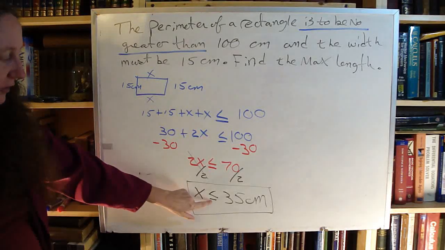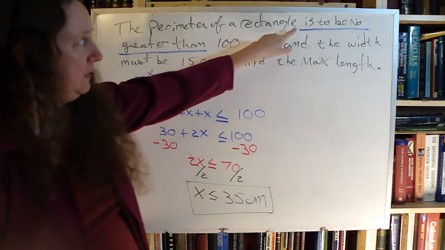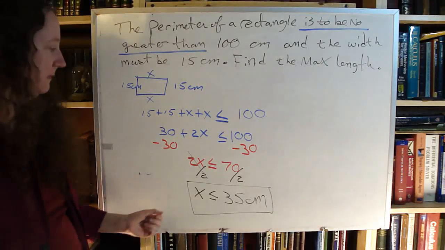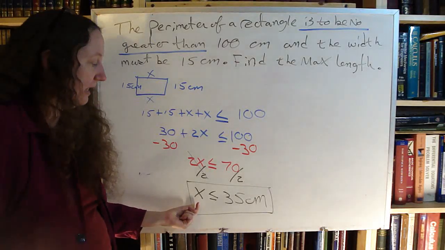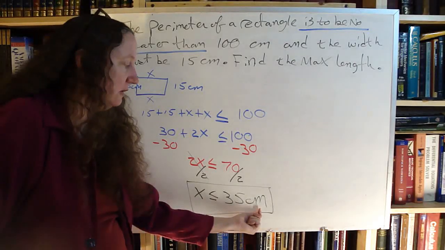So you're allowed to use the same words for the less than or equal to thing. Is to be no greater than. Or you could say x must be less than or equal to 35 centimeters.